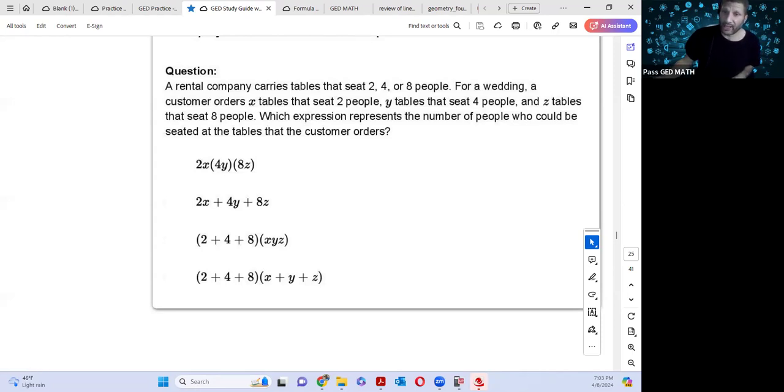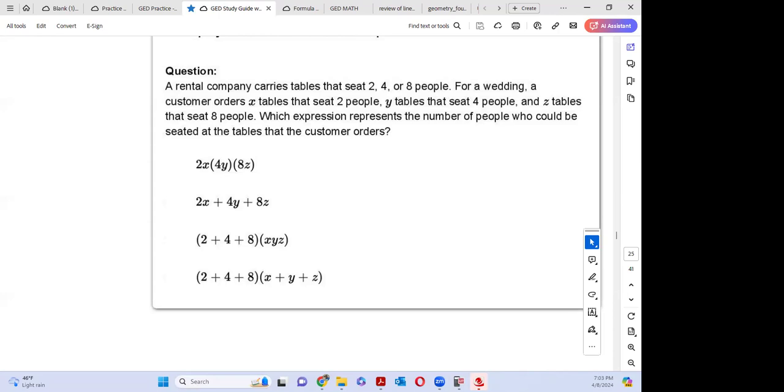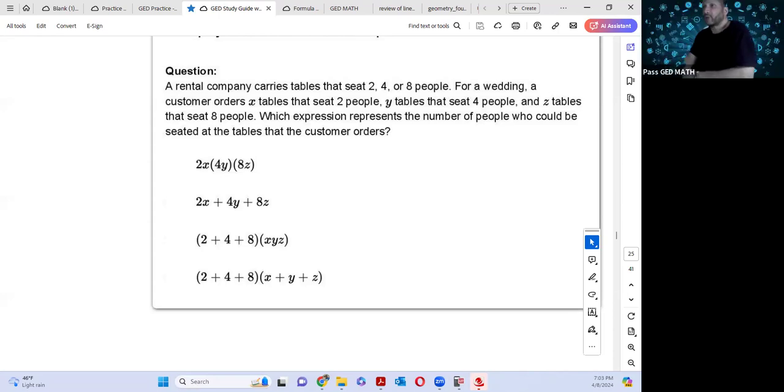And let's try one last word problem, because all I saw in my email yesterday, today, and over the weekend were word problems, word problems, word problems. A rental company carries tables that seat 2, 4, or 8 people. For a wedding, a customer orders x tables that seat 2 people.